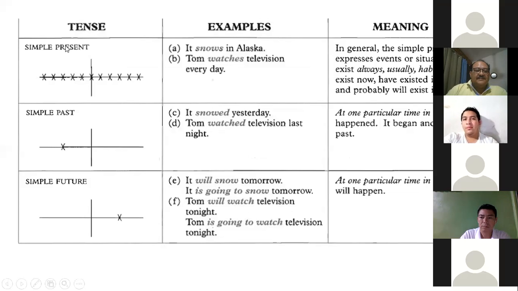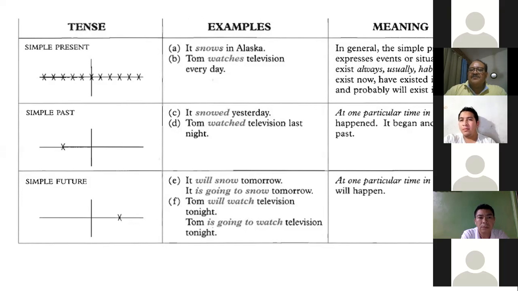Here we have the simple present and the simple past. Remember yesterday I told you it is important to know the tenses, and the structure is important. But more important than that is how and when we use the tenses. For example, when do we use the simple present? George Mendoza, can you please read this explanation here? Okay. In general, the simple present expresses events or situations that exist always, usually, habitually. They existed in the past and they probably will exist in the future. For example, when you say it snows in Alaska, we use the present, right? Probably at this moment it is not snowing in Alaska, okay?